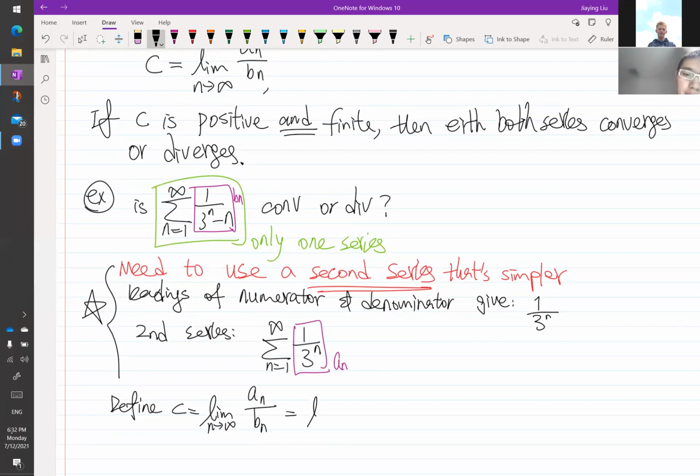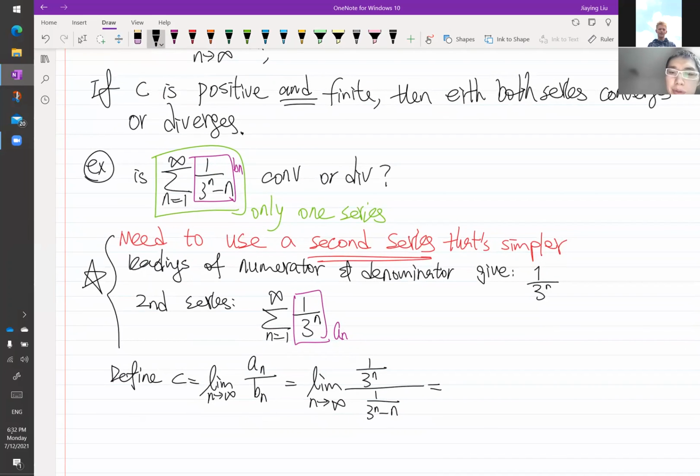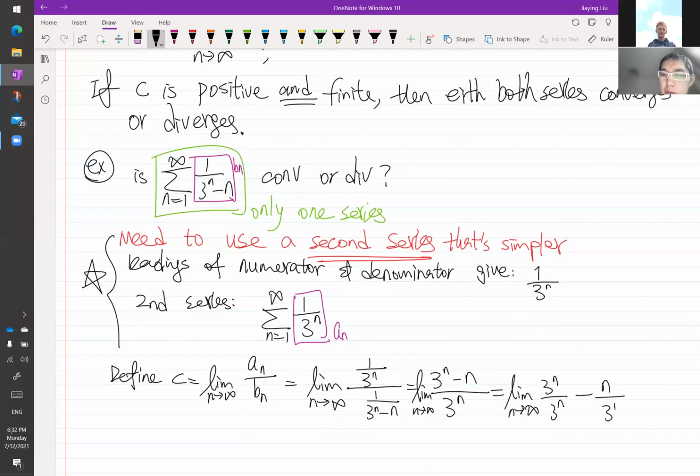So that will be the limit as n goes to infinity of An, which is 1 over 3 to the n, divided by Bn, which is 1 over 3 to the n minus n. The next step is just to follow this to take the limit and to find c if possible. So that will be 3 to the n minus n divided by 3 to the n. And to split the fraction, that becomes the limit as n goes to infinity of 3 to the n over 3 to the n minus n over 3 to the n.